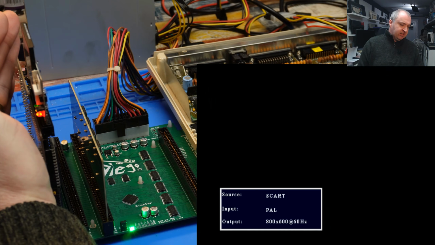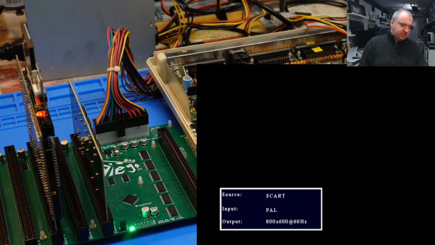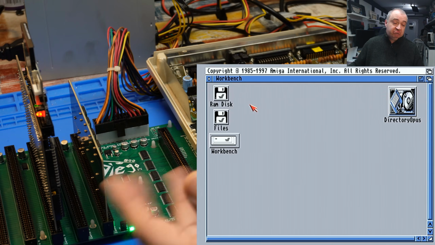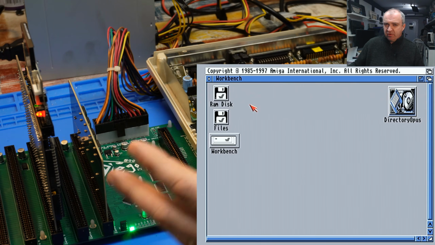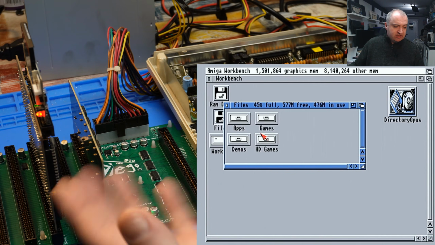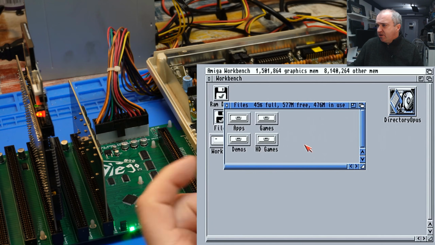There is an activity LED on that, which I can't really see. But is it booting? Yeah. We have Workbench. So the ZORRO side of this seems to be good. We'll give it a more thorough test later. For now though, let's try and run something off that CF card.